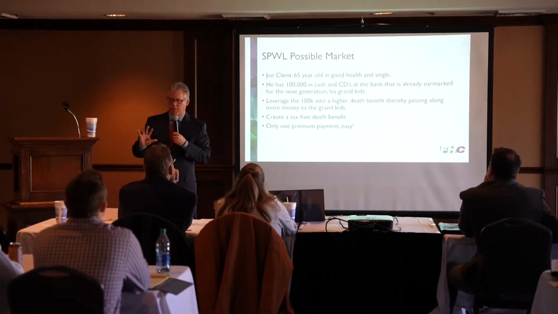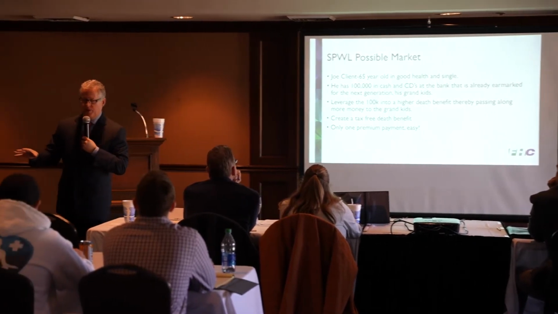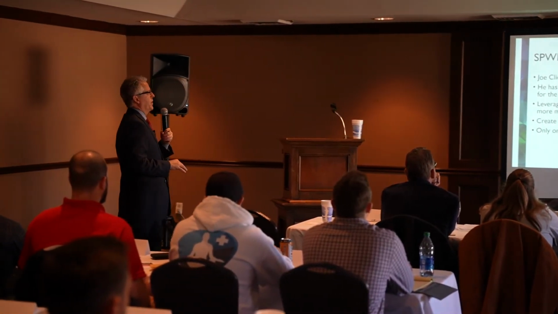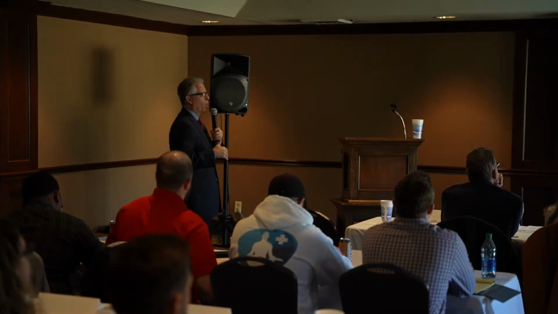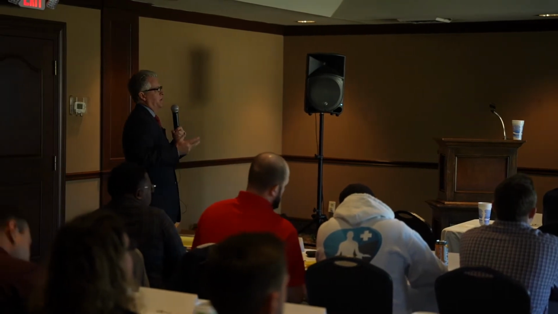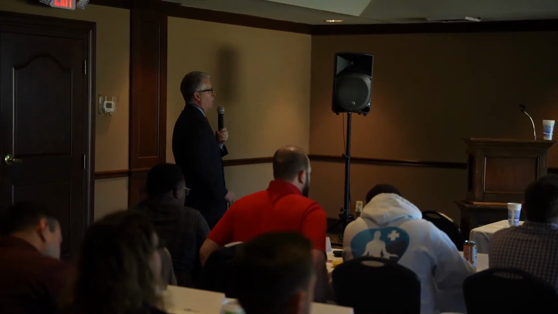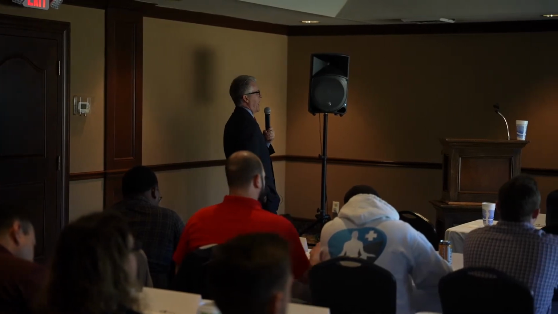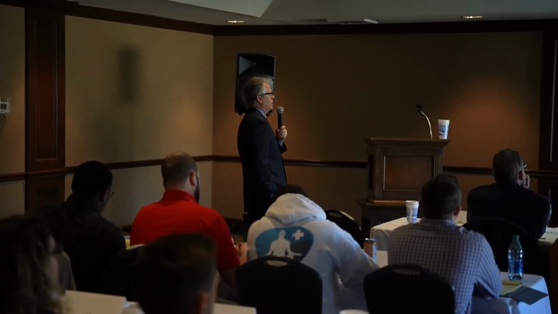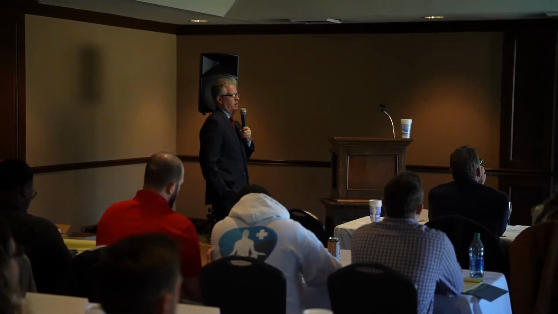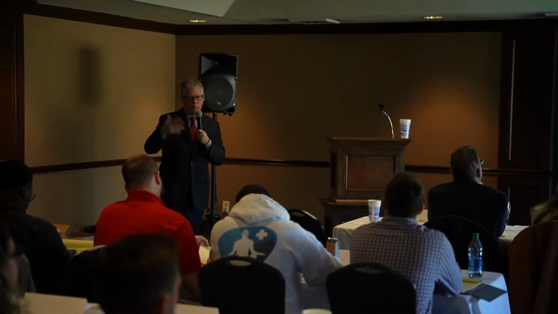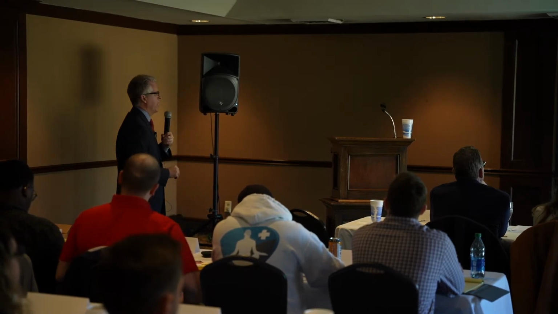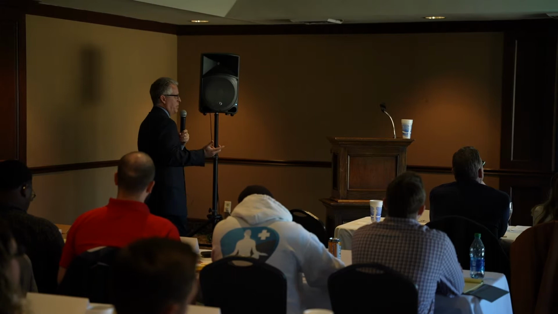So Joe knows, hey, I'm putting this aside. I want them to have the money to go to school or whatever it is they want to do, start a business. You're leveraging the $100,000 into a higher death benefit, thereby passing along more money to the grandkids. So you're leveraging that 100 into maybe 150, let's just say. So you're providing more to the grandkids than just giving them the cash, and you're also doing it more efficiently because it creates a tax-free death benefit direct to the kids or in trust on behalf of the kids. However you structure that doesn't matter. It's still tax-free. And there's only one premium payment.